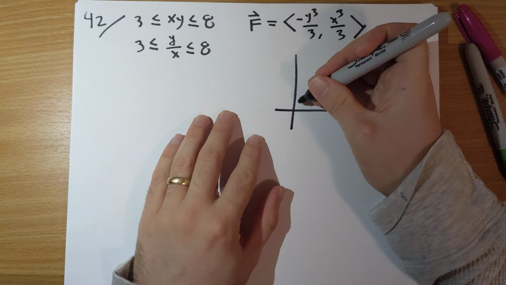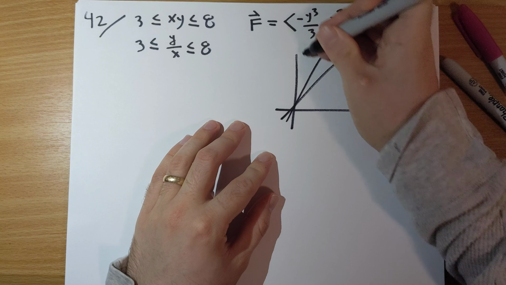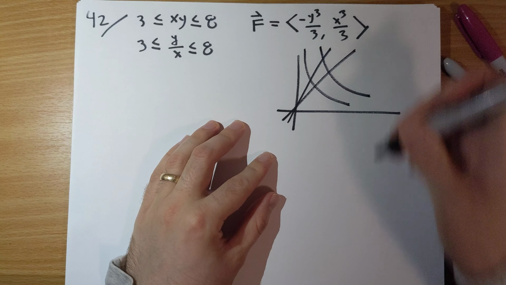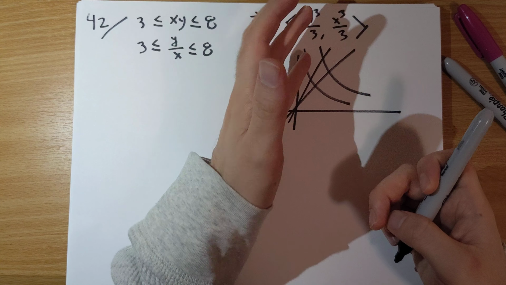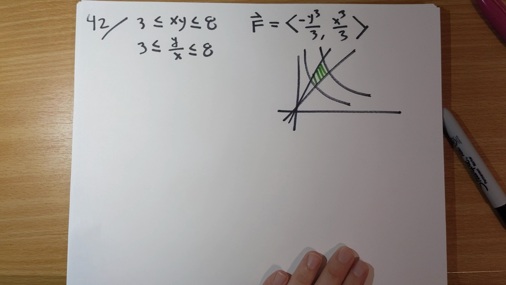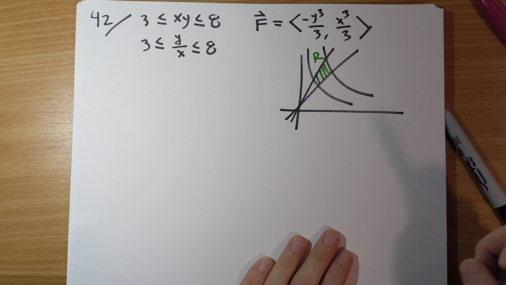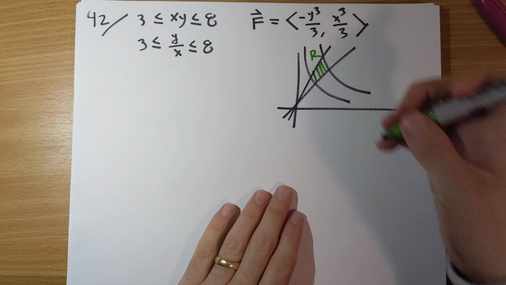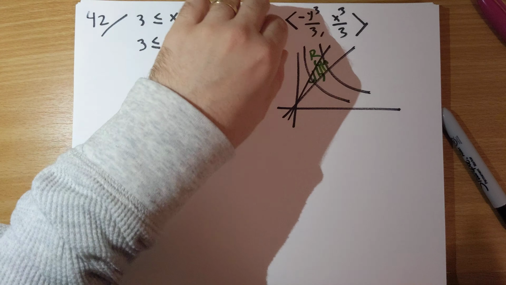So these are going to look like these bounds: x times y is between 3 and 8 because it's going to be between these curves. Y over x is between 3 and 8 because it's going to be between these lines here. So this is our region R that we are integrating over. C is the boundary of R oriented counterclockwise as usual.